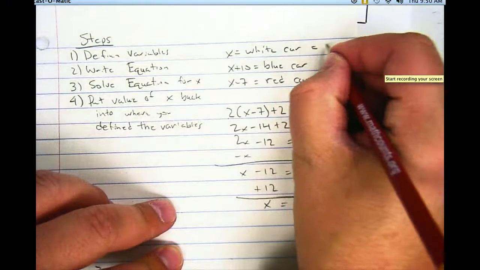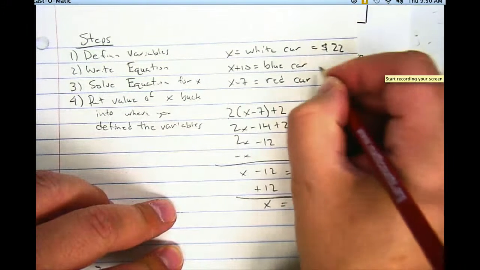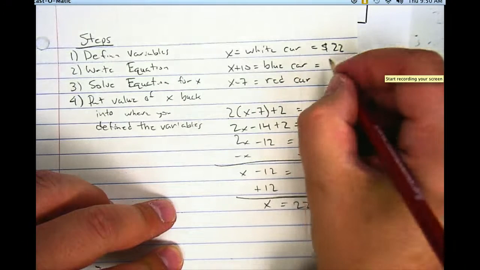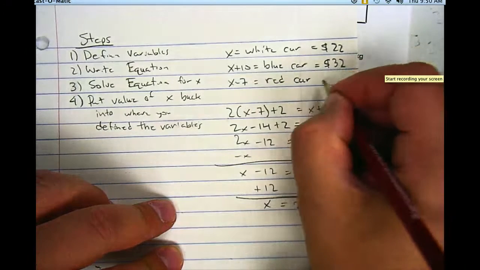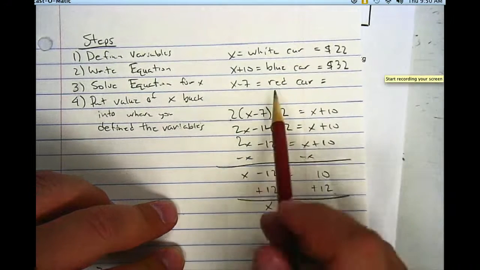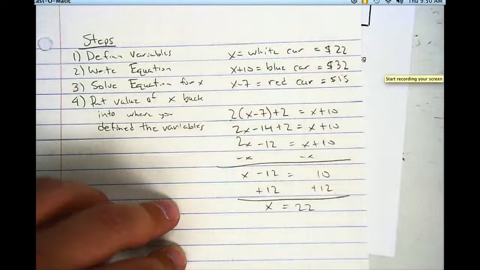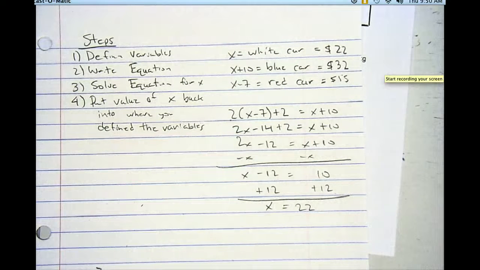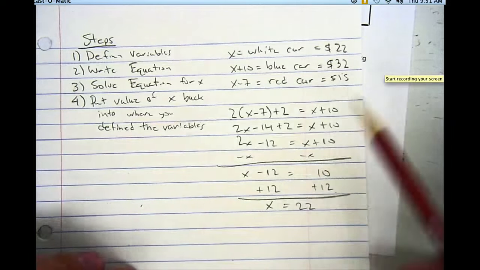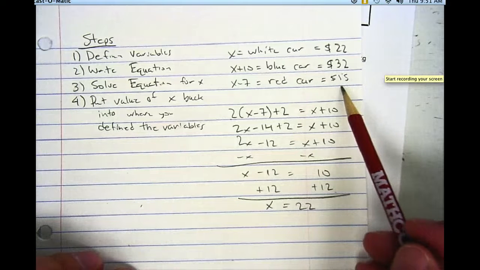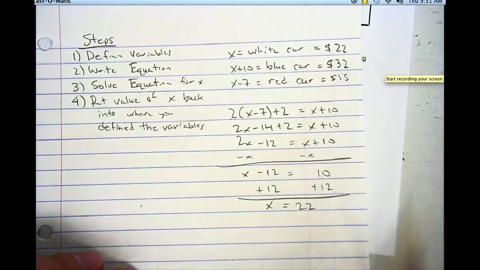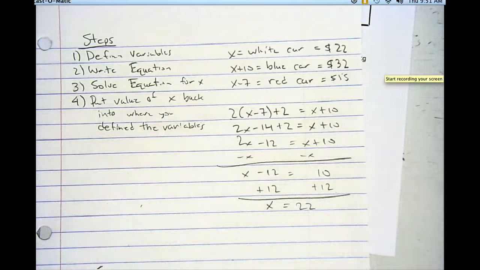So the profit of a white car is 22. The profit of a blue car is 32. And the profit of a red car is 15. Now I can check that to make sure that that works. So the problem said 2 red cars is $2 less than the profit of a blue car. Well, 2 red cars is 2 times 15 or 30, and 30 is 2 less than 32. So the equation worked out and checked. So that's how you do that problem.